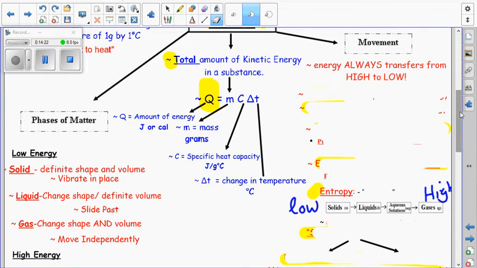Let's always remember, energy does transfer from high to low. High to low what? What's high? What's low? High to low temperature. That's right.